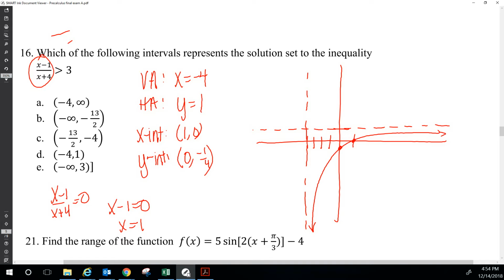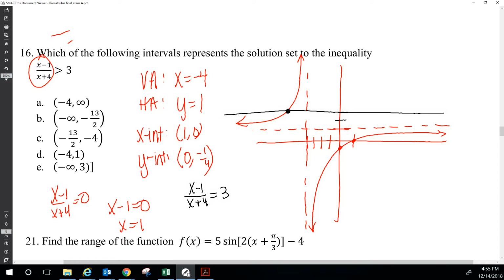And I know rational functions make a shape like that. Now, that's a great graph, but we want to know when is this graph greater than 3. So here's 1, 2, 3. I want to know when is it above the black line there. In order to find this point, I want to know when do those two equations equal each other. So when does (x minus 1) over (x plus 4) equal 3?